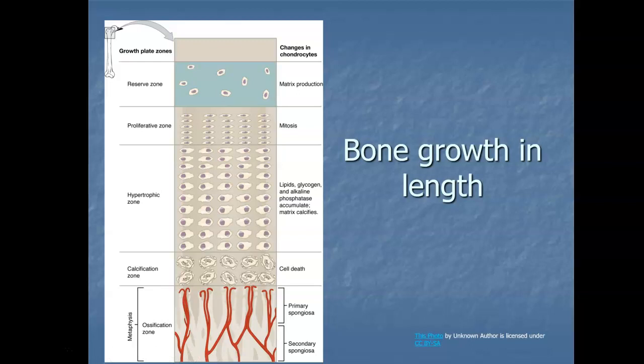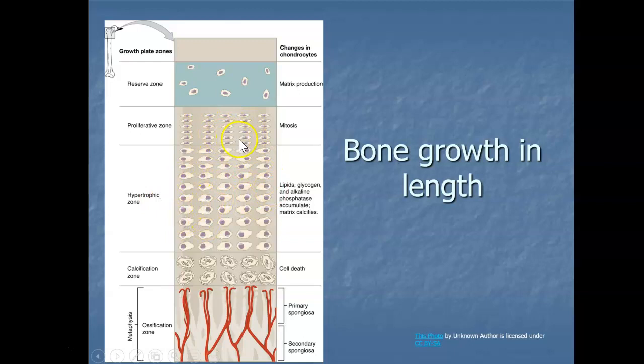Chondrocytes in the next layer, which is called the zone of maturation and hypertrophy, are older and larger than those in the proliferative zone. So these cells here are more mature. They're situated closer to the diaphysis end of the plate. And longitudinal bone growth, or bone growth in length, is going to be a result of the cellular division in this particular zone and the maturing of those cells in the hypertrophic zone.